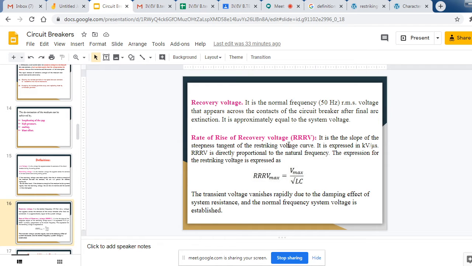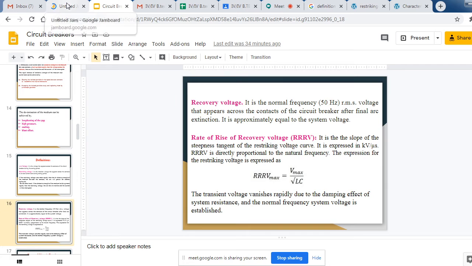Yes, sir. Restriking voltage suddenly increased, right? Where the fault current becomes zero, the restriking voltage suddenly increases. How much rate does it increase? It tells about how much steepness is in that waveform, the rate of rise of restriking voltage. So it is the slope, the steepness, the tangent of the restriking voltage curve, which is expressed in kilovolts per microsecond. See, I just want to show you again the Jamboard, the same thing we have seen yesterday.